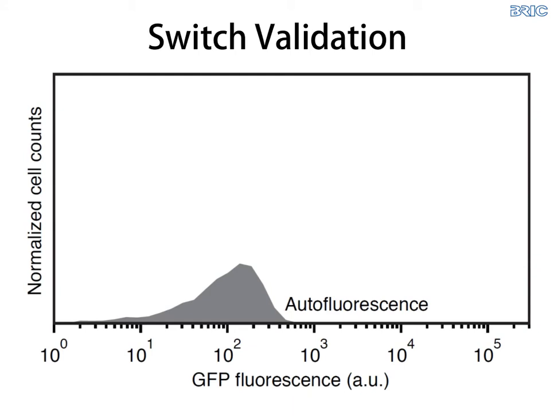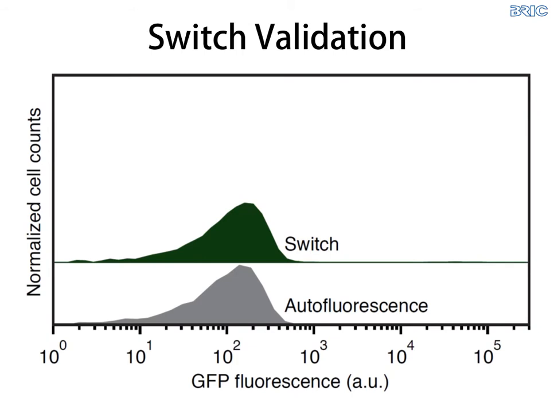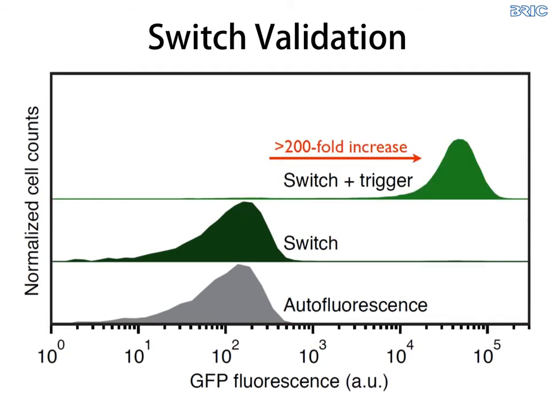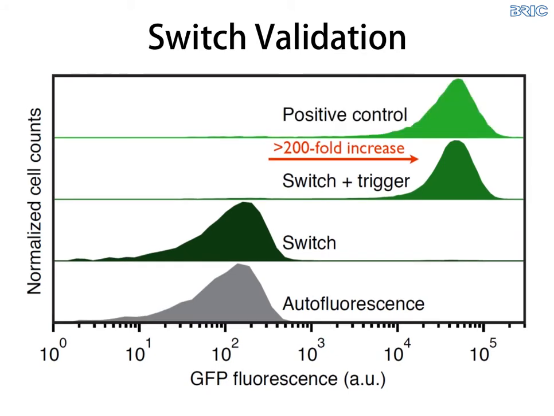So let's look at the flow cytometry data. This is autofluorescence in the GFP channel. There's some basal fluorescence in the E. coli. And then if you have a switch that's connected to the GFP, the fluorescence level is about the same as autofluorescence, which means there is almost no background, leaky expression. But once you have a switch and a trigger at the same time, you can see a great increase in the GFP fluorescence, which is very similar to the positive control, which is just GFP.